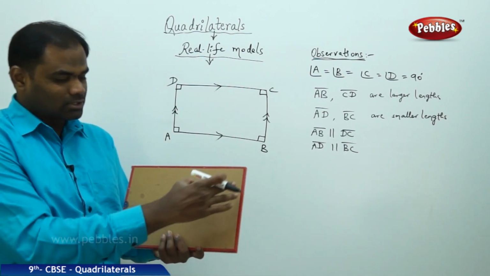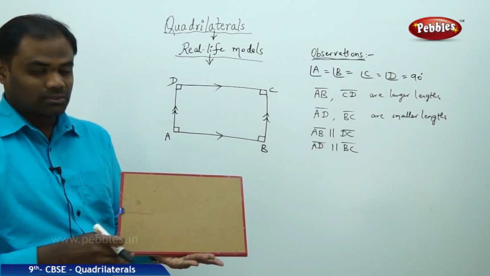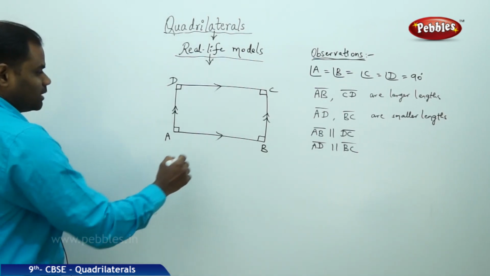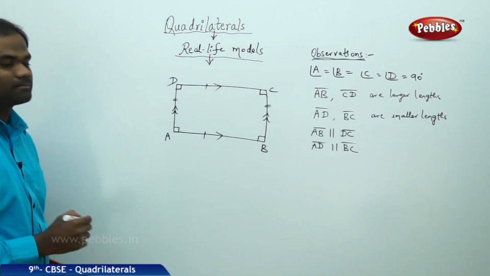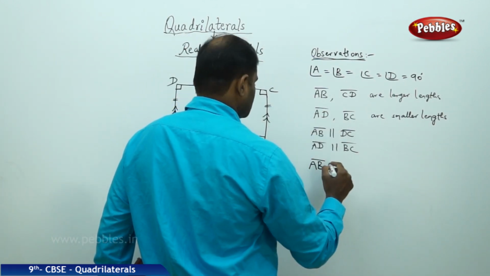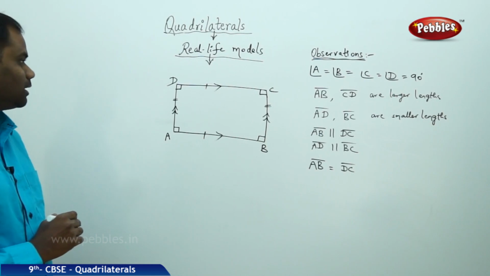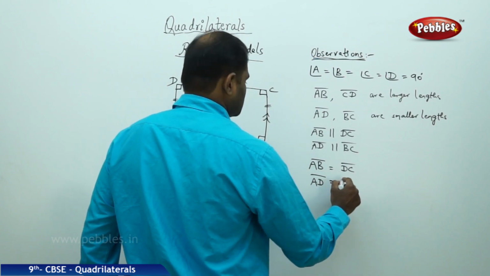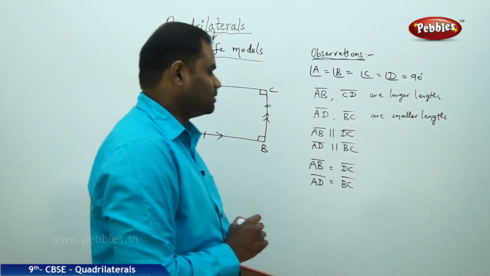Also, I observe that because these two are parallel and these two are parallel, this length is exactly equal to this length, and this length is exactly equal to this length. That is, my length here is equal to this, and my length here is equal to this. So my fourth observation is that AB is equal to DC, the length AB equals length DC, and my length AD equals length BC. That is how I get the two pairs of lengths being equal.